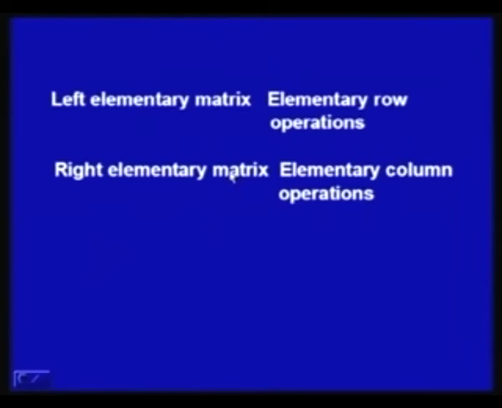but this time we call it a right elementary matrix, because when we apply row operations, the elementary matrix is pre-multiplied and we get the final result. But when we apply column operations, this elementary matrix must be multiplied on the right hand side. That is how we differentiate the two matrices. So, it is a left elementary matrix as far as row operations are concerned, and we have a right elementary matrix when we apply the column operations.